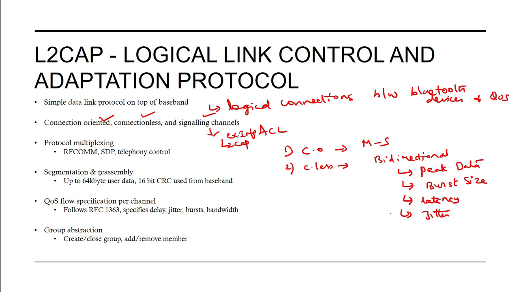Next is the highest layer with respect to segmentation and reassembly. Up to 64 kbps you can use for the user data, and a 16-bit cyclic redundancy check will be used from the baseband. The quality of service with respect to the channel follows RFC 1363, which specifies the delay, jitter, burst and bandwidth. Then group abstraction: we can create a group, close a group, and add or remove a member.